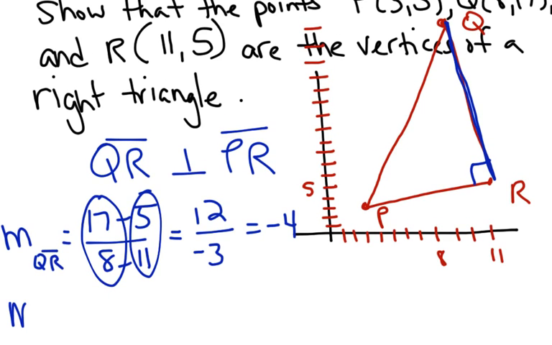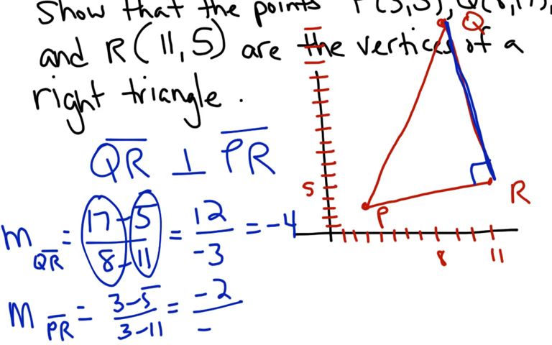Now let's do the slope of PR. Okay, so let's do 3 minus 5 over 3 minus 11. 3 minus 5 is negative 2, 3 minus 11 is negative 8, and I get positive 1/4. Well, look at that. Those two slopes are not only opposites, but reciprocals. And here's PR. It looks like it's going up from left to right, so positive makes sense. And the fact that it's not very steep means that 1/4 makes sense. And since they're opposite reciprocals, it must be a right triangle.